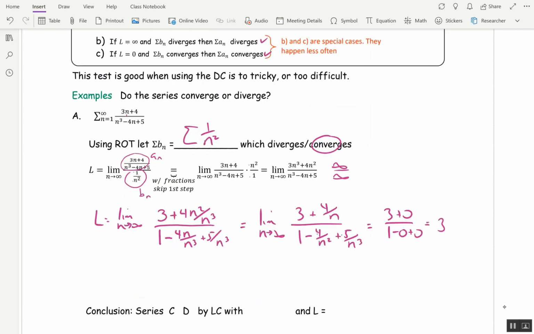The significance of 3, it has no significance other than 3 is not 0 and it's not infinity. That's all I care about. And so what I can say now is that this series, the original one, does exactly what the series I compared it with does. The series I compared it with converges. So my series converges by limit comparison, LC, with the sum n equal 1 to infinity of 1 over n squared and L equal to 3. You always want to state what L is if you're using limit comparison.